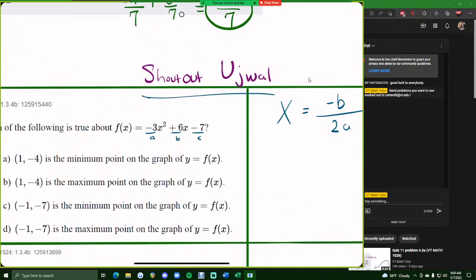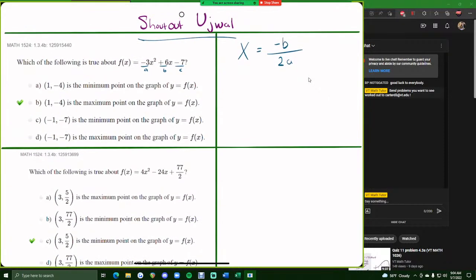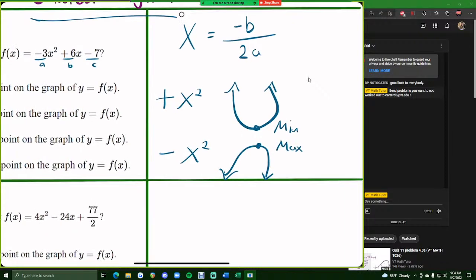Alright, so shout out to Ujwal for recommending these problems. Let's jump into it. These are very easy as long as you break down what you're looking for. We want to know whether this function will have a max or a min. Max or min is dependent on whether the x squared term is positive or negative. A positive x squared term leads us to a parabola that's opening up or concave up. A negative x squared term is a parabola that's opening downward, which means the positive x squared would lead to a minimum, while the negative x squared leads to a maximum.